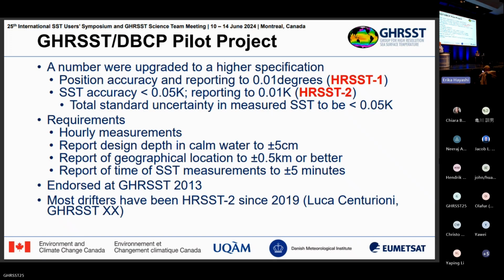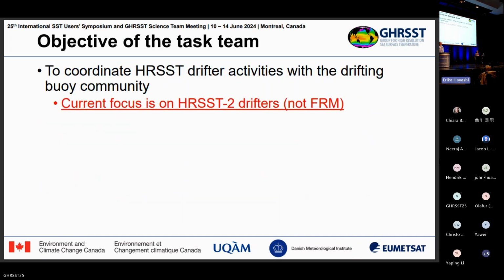And then the second stage, of course, was at the time we set an accuracy of less than 0.05. In those days, of course, we didn't know what uncertainty meant. Sorry, John. And different things. And so we refined this now to a total uncertainty of the drifter measurement to be less than 50 millikelvin. And we were very pleased to see, back in 2019, for those of you who were at the GRIST meeting at Esrin, Lucas Centurioni from Scripps, who was leading the DBCP, actually showed some information at the time to show that since then, most drifters deployed are meeting the HRSST2 requirements.